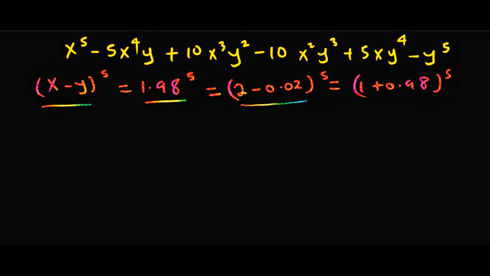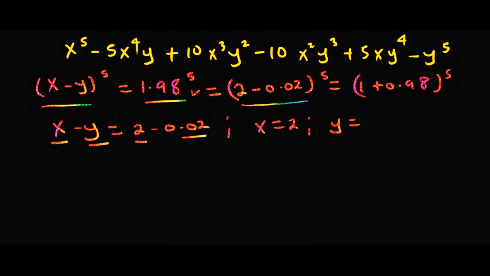So I'll go for the first option because it is straight. We have a negative with a negative, and the values involved are straight. So for us to evaluate this, we're just going to compare these two. So we're going to have x minus y, and we compare that with 2 minus 0.02. So what this means is that x is equal to 2. So we have x equal to 2 and y equal to 0.02. So all we need to do is just substitute these values for x and y in this expansion.